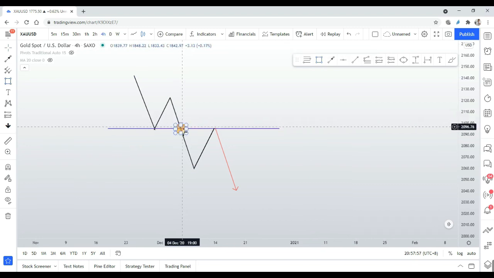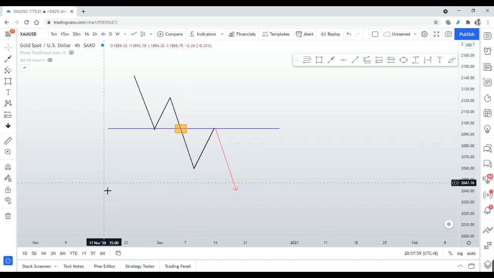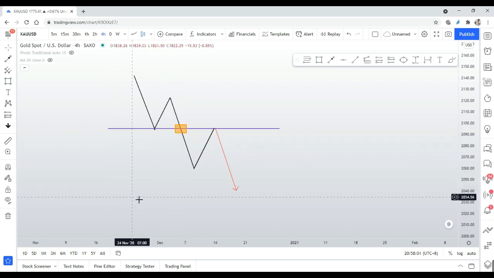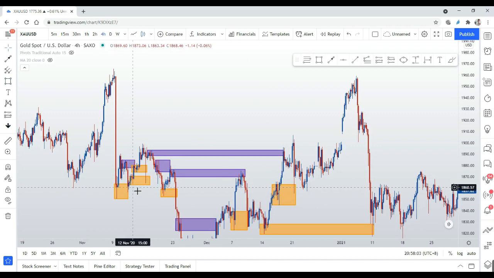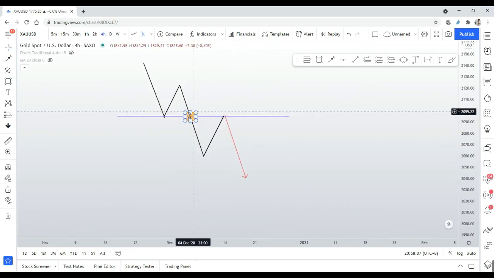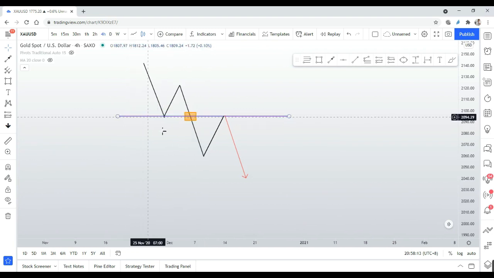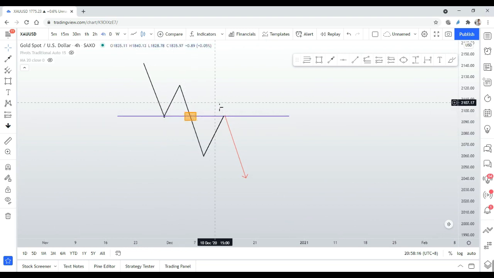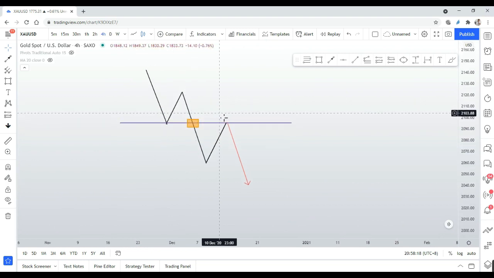Look at the supply and demand zone over here. Same thing with what happened, the example that I showed you just now from this point. All right, something like this. This is a supply zone that breaks the resistance, the support line. So it's very important.